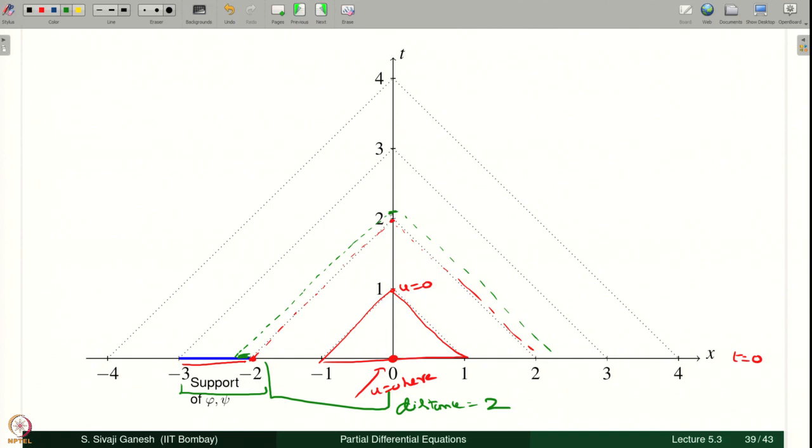So this example is with c equal to 1. So speed is 1, distance is 2. So you take 2 units of time to reach information. So after 2, the information starts coming. For example, if you are at 3, as you see here, domain of dependence for u of 0 comma 3 contains minus 3 comma minus 2. Intersection non-empty. In fact, in this example, it contains. Now, if you are at this point 4, time 4, you see that this is the interval. Definitely in this you have the support of phi and psi, so information has reached there.